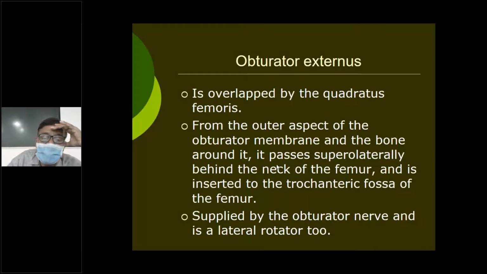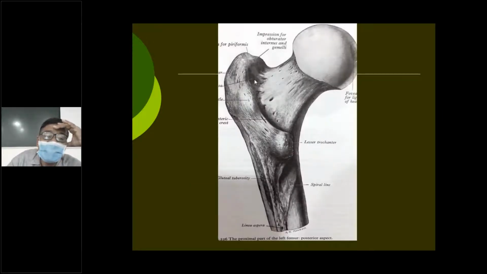And is inserted to the trochanteric fossa of the femur. Where is it located? Here. See that trochanteric fossa here, just medial to the trochanteric fossa. That is insertion. This is the quadrate tubercle, insertion of the quadratus femoris, which is more posterior. Trochanteric fossa is slightly anterior, and that is the insertion of the obturator externus, which is overlapped by the quadratus femoris. Like that, you have to correlate.